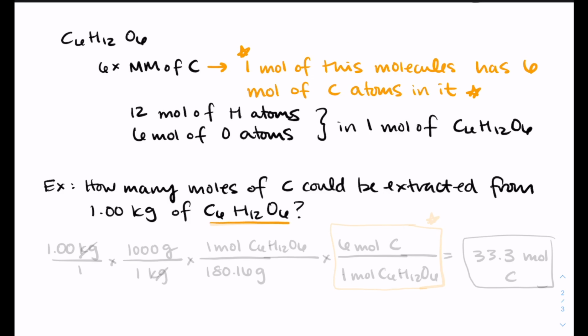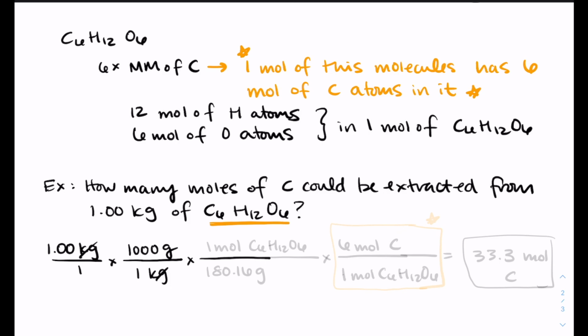Well, from kilograms, I know that I can get to any other prefix or base unit that has grams in it. So the first thing that I did was convert this to grams. So there are 1,000 grams in 1 kilogram. Now that I know how many grams of C6H12O6 I have, because I calculated the molar mass earlier, I can convert this to moles of C6H12O6.